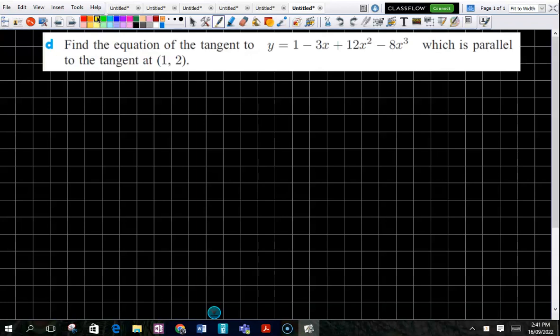Find the equation of the tangent to... which is parallel to the tangent at (1, 2). Hells, bells, buckets of blood. What are we going to do? When in doubt, differentiate. We get 1 mark. I'll pause the video here because I think you can differentiate that.